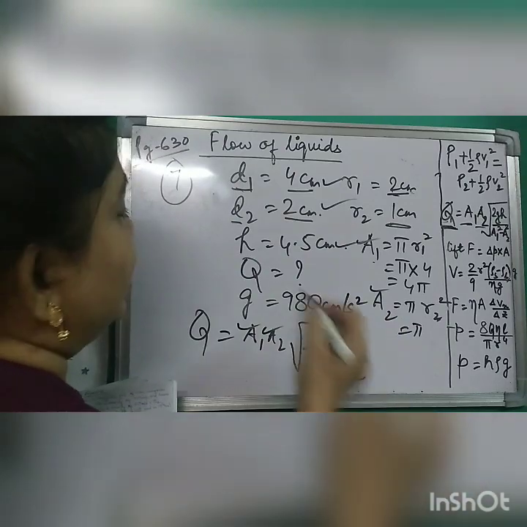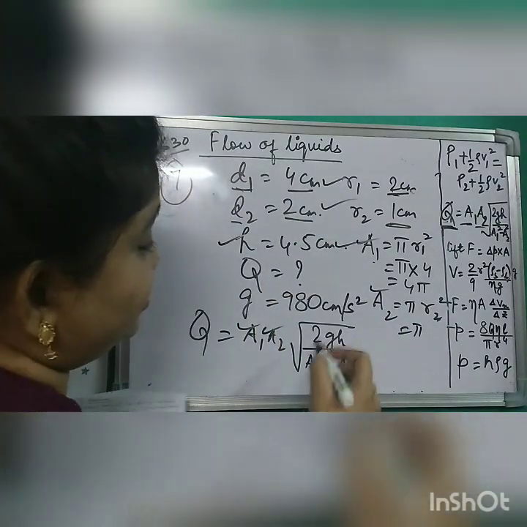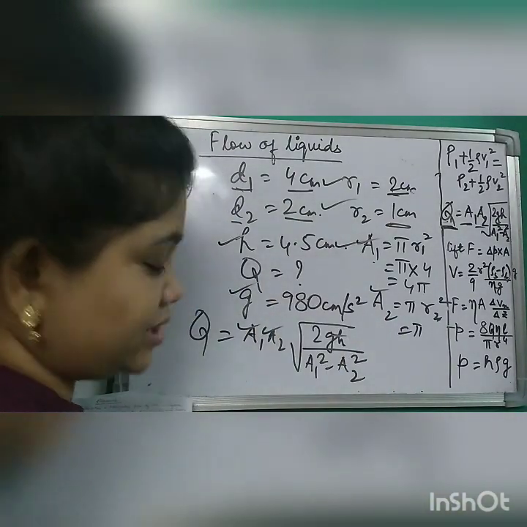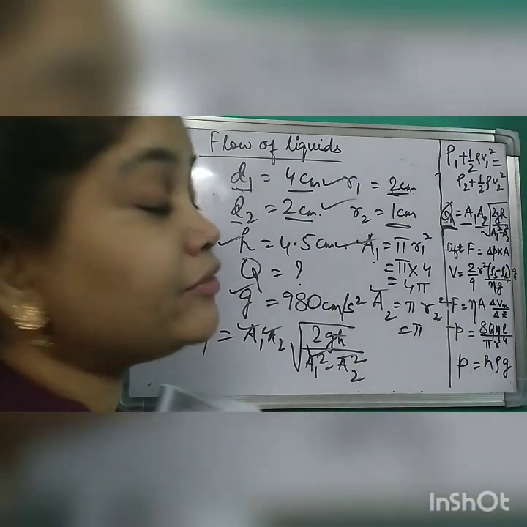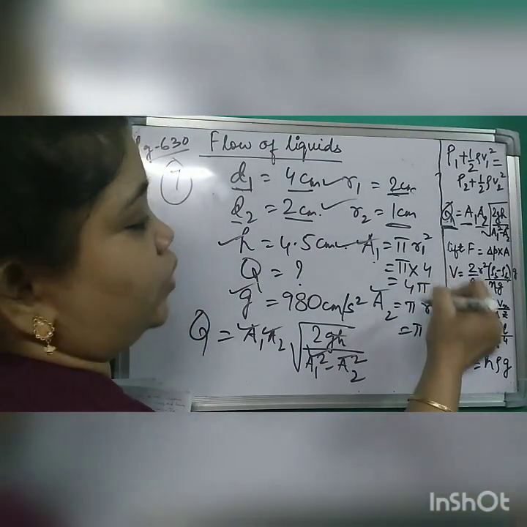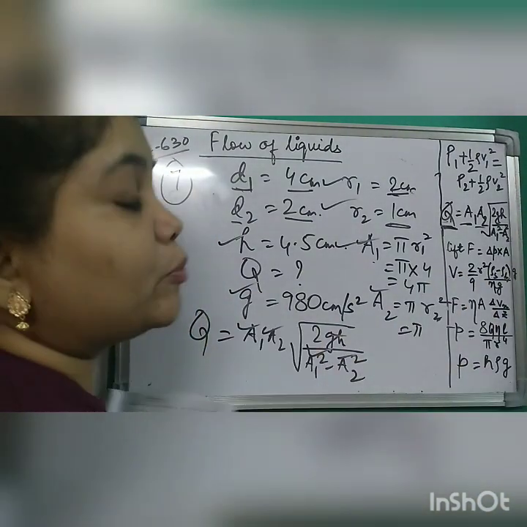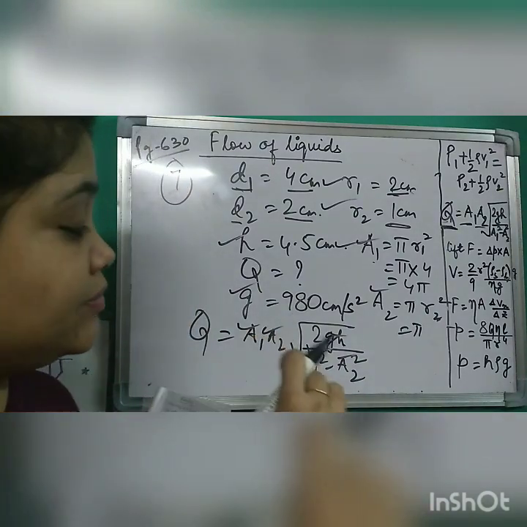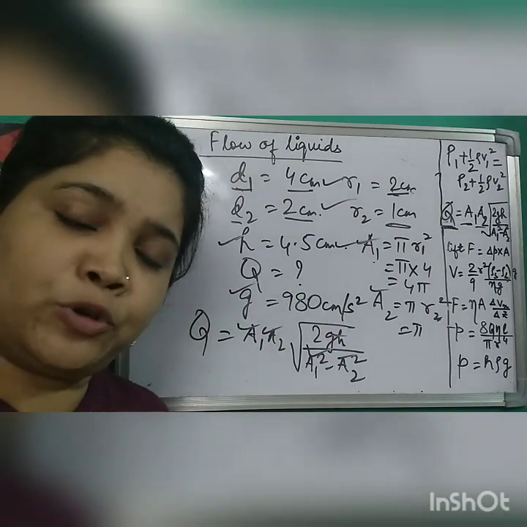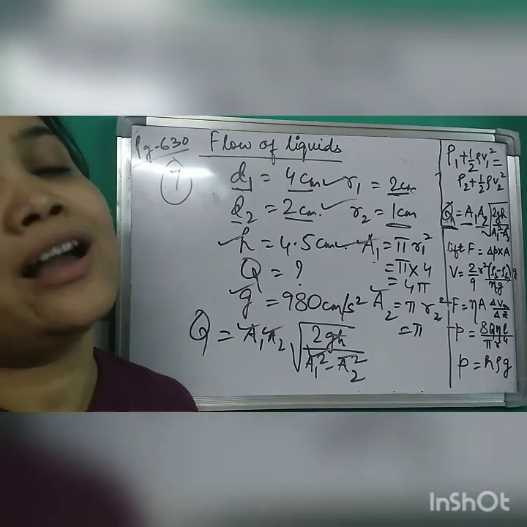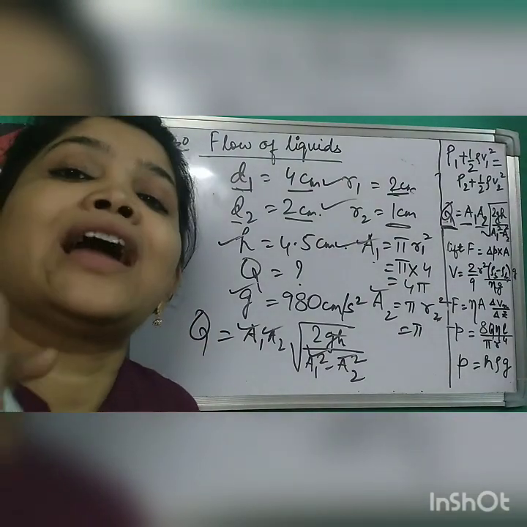See, h is given as 4.5 centimeter, g is given as 980 centimeter, A1 square and A2 square you can easily find out. That means whole square it will be. So put the values of all the terms which are given, solve and get the answer. You will get the correct answer.